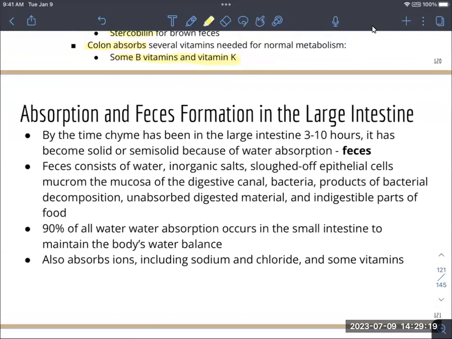By the time the chyme has been in the large intestine for about 3 to 10 hours, it's pretty solid. Most of the water has been reabsorbed, and at this time, it's feces. There's still some water in there. There could be some salts. We get sloughed off epithelial cells from the digestive canal. There could be bacteria in there, bacterial decomposition products, and unabsorbed digested materials. Any indigestible foods are what make up these feces.